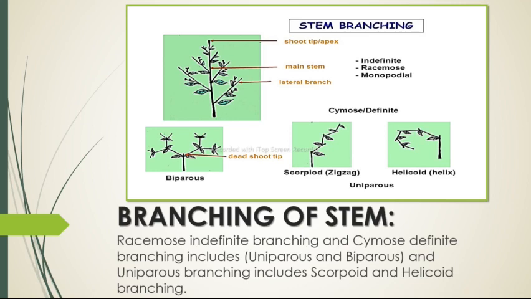In the first figure, you can see that this is indefinite racemose monopodial branching, which includes the shoot tip or apex, main stem and lateral branch. But in the cymose definite branching, you can see that it is of two types, uniparous and biparous. Uniparous is further divided into two types, which are scorpioid or zigzag branching, and the second kind is helicoid or helix. And this is the biparous branching, which shows the dead shoot tip, as shown in the figure.